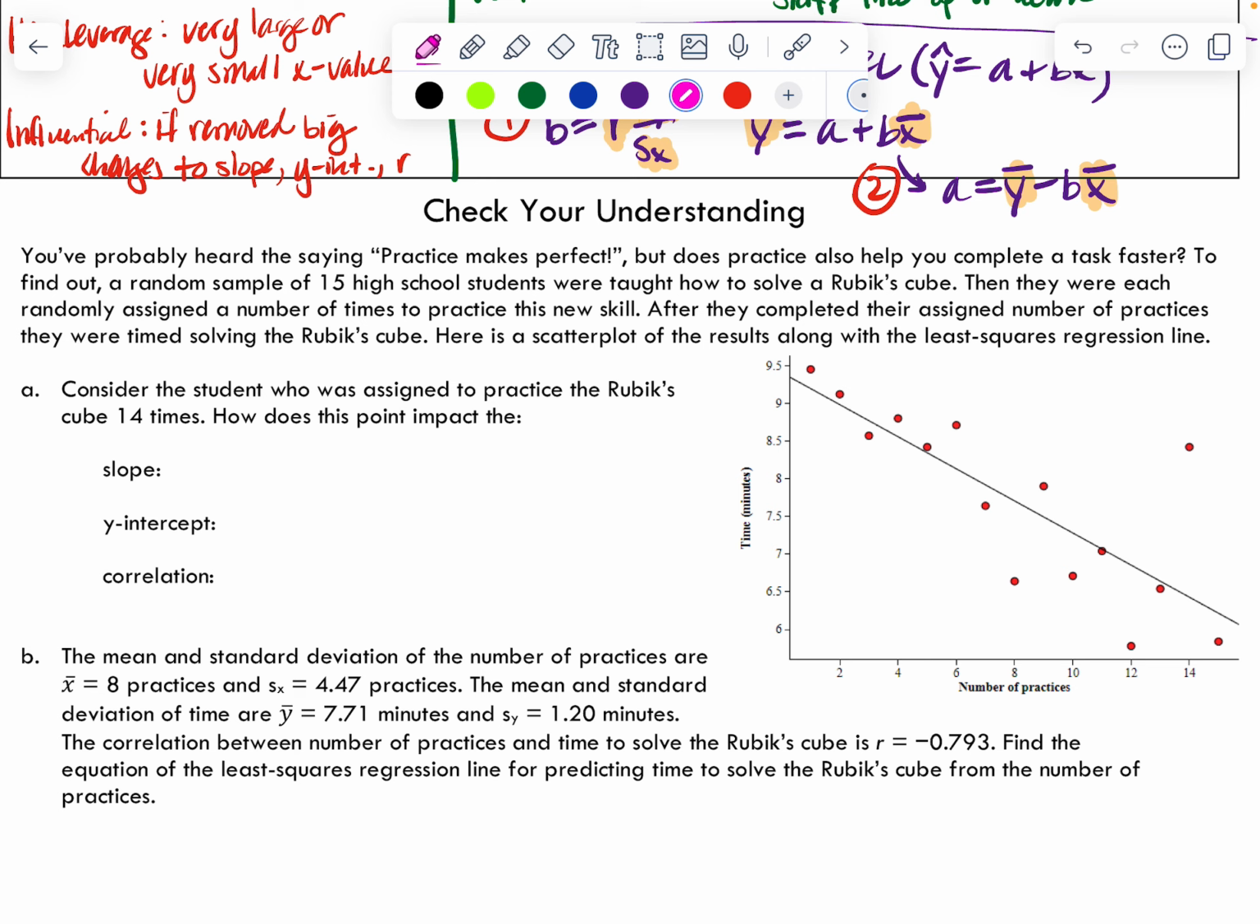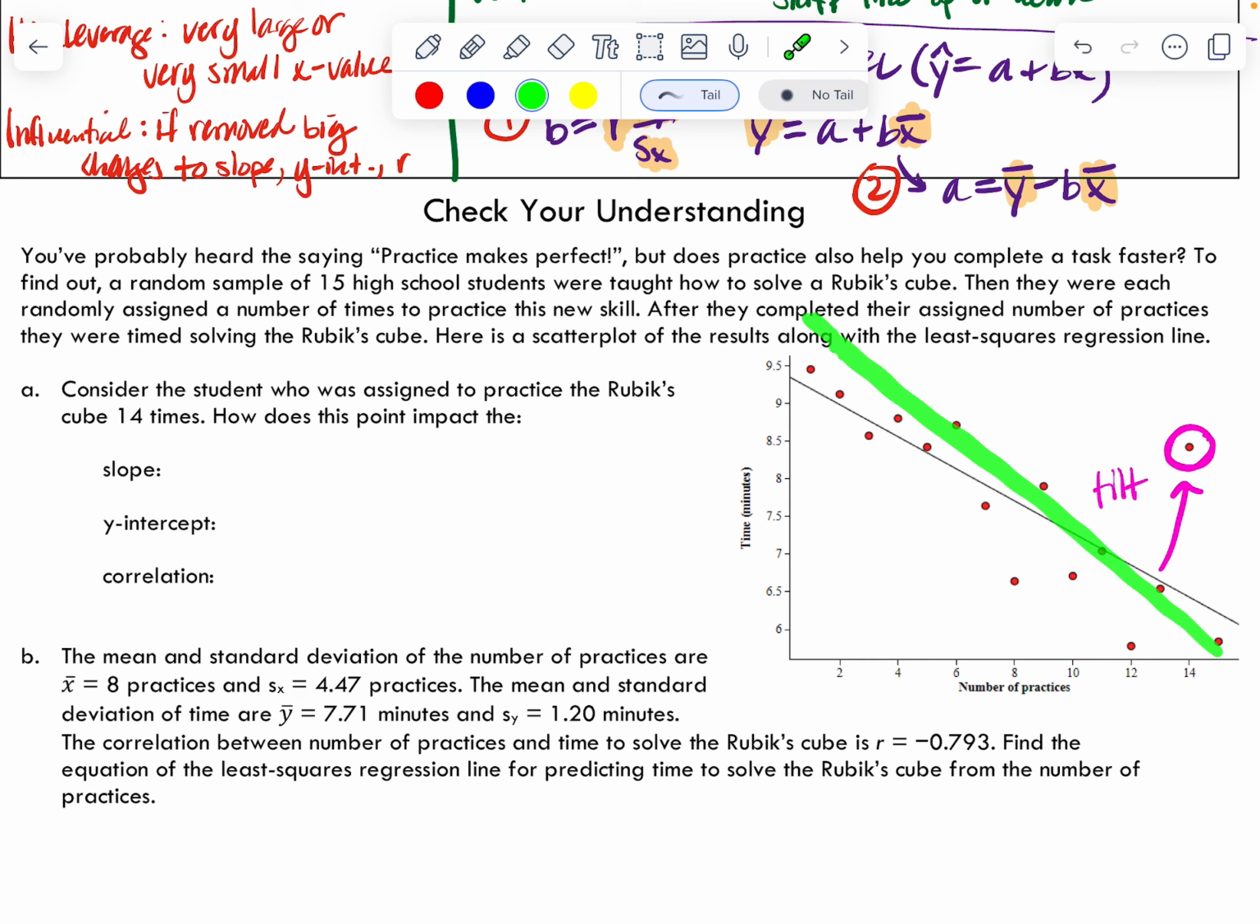So consider the student who is assigned to practice the Rubik's Cube 14 times. How does this point currently impact the slope, y-intercept, and correlation? So here's our student, okay? That student right now is a horizontal outlier, so it's causing the line to tilt towards it, meaning that if it were not there, our line would probably look something more like this, okay?